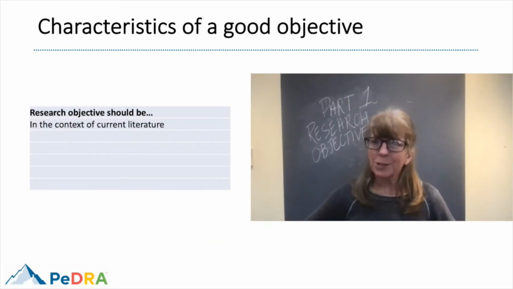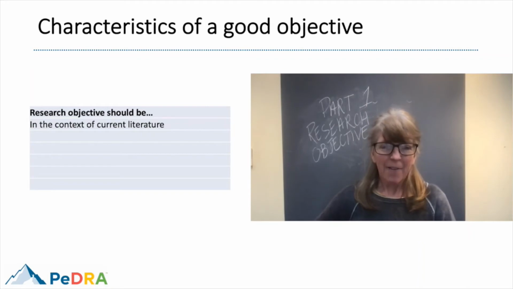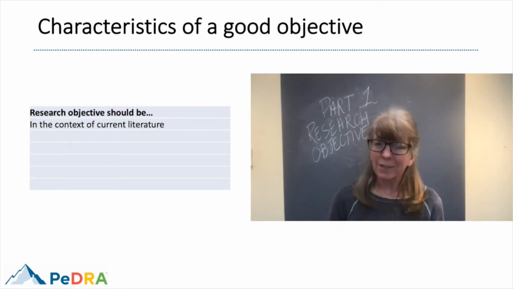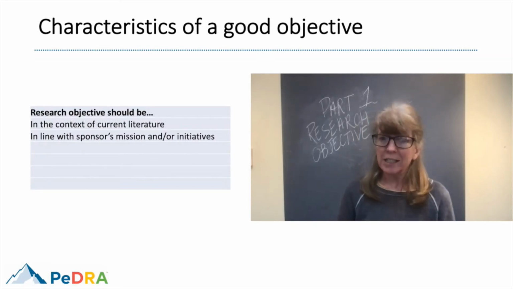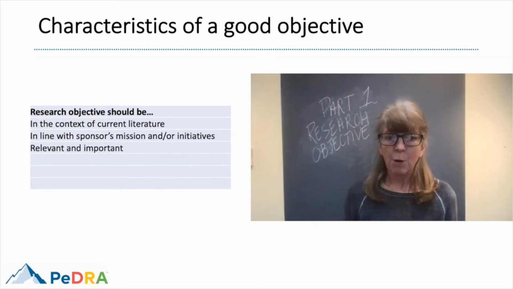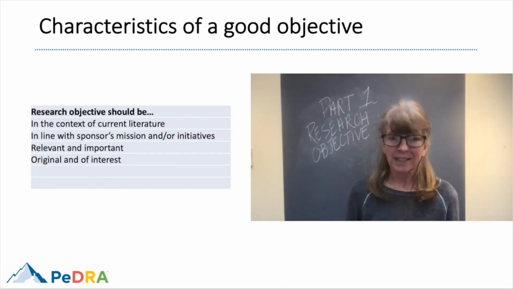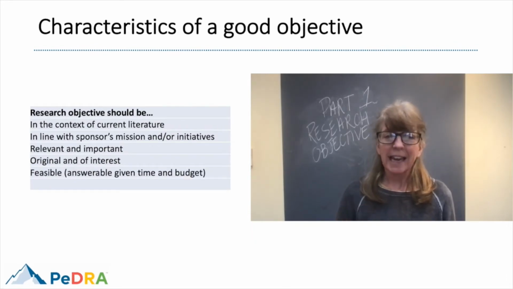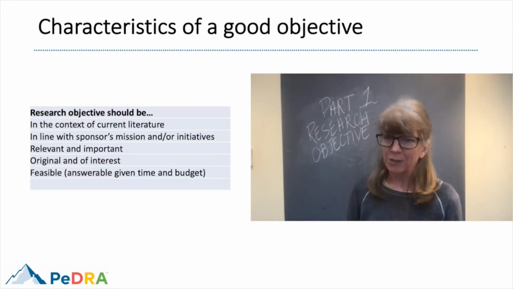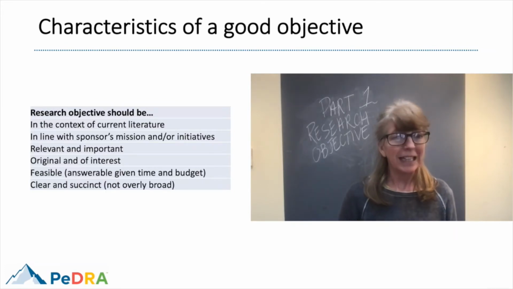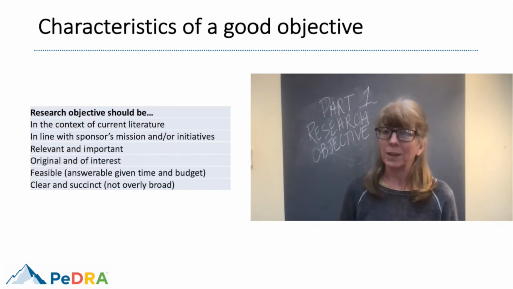So what should a research objective be? First of all, it should be in the context of current literature. It should be in line with the sponsor's mission and/or initiatives, relevant and important, original and of interest, and feasible. That is, it's answerable given the time and budget you have. It should be clear and succinct and not overly broad.